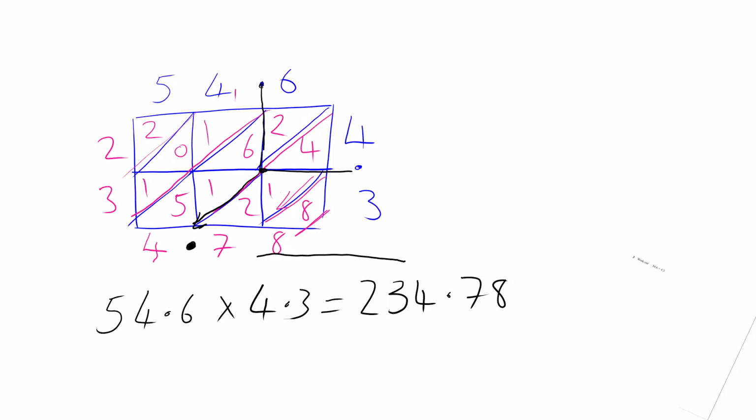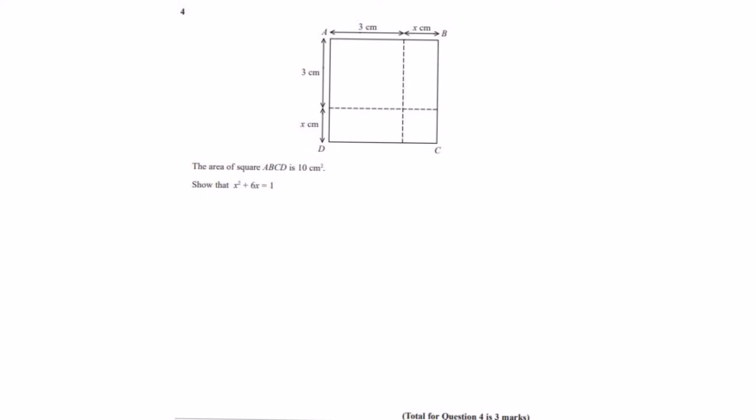So let's double check. If we run this down to 50, times 4 is 200. Our answer is around 200, so that makes perfect sense.